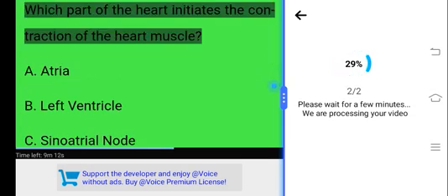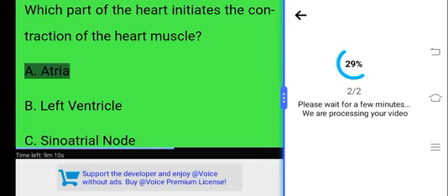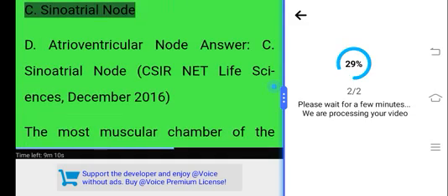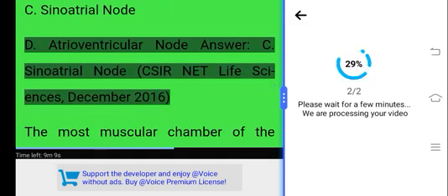Previous year questions. Which part of the heart initiates the contraction of the heart muscle? A. Atria. B. Left ventricle. C. Sinoatrial node. D. Atrioventricular node. Answer: C. Sinoatrial node. CSIR NET Life Sciences, December 2016.